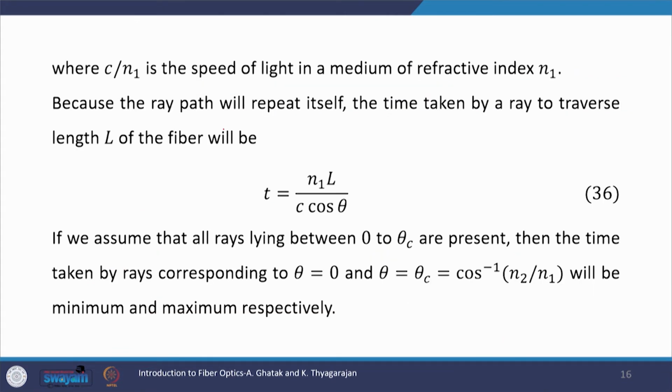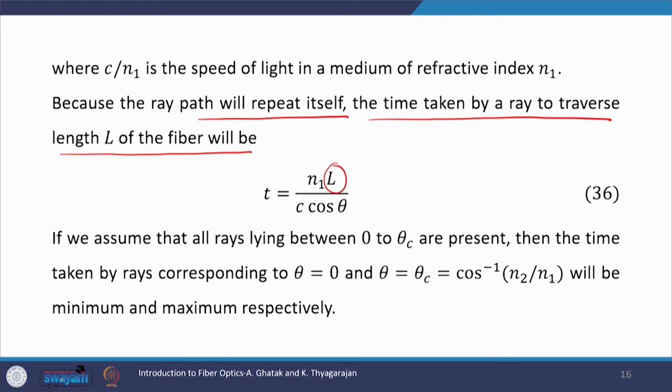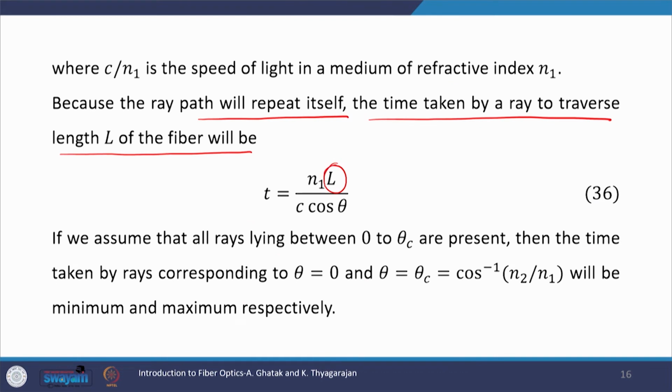Now, because the ray path will repeat itself, it will go through several such TIRs, total internal reflections. The time taken by a ray to traverse length L of the fiber would be this time multiplied by the length. Again, this T is the time which a ray takes in travelling distance AB. Therefore, the time the ray will take in travelling distance L would be n1 L by c cos theta.